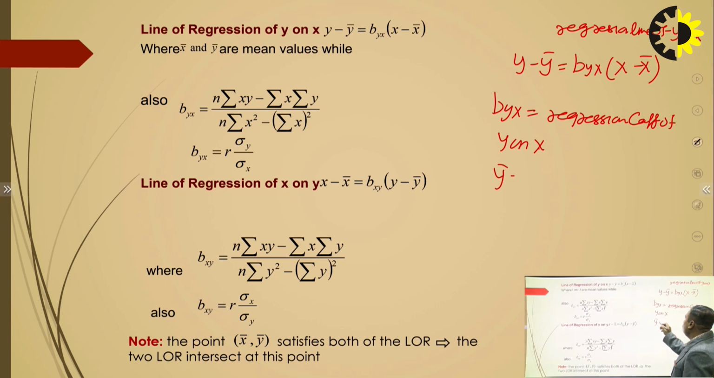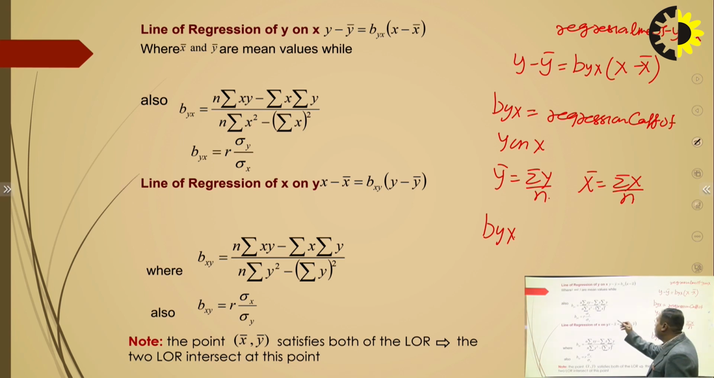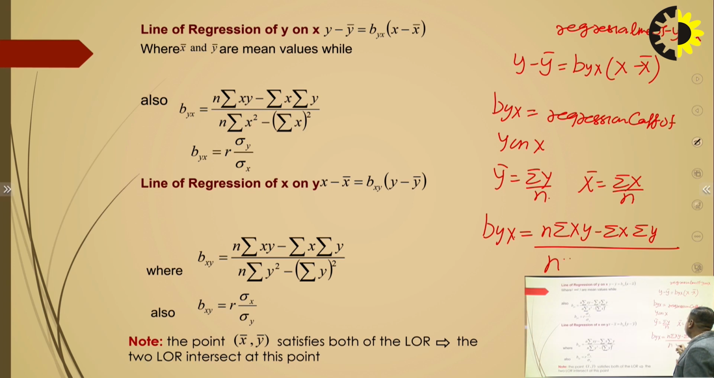Here y bar is equal to summation y by n, the sum of the values of y divided by the number of terms, and x bar is equal to summation x by n. Byx is called the coefficient of regression, and byx is to be calculated by the formula n summation xy minus summation x summation y divided by n summation x square minus summation x whole square.